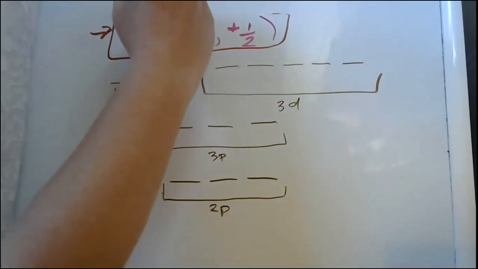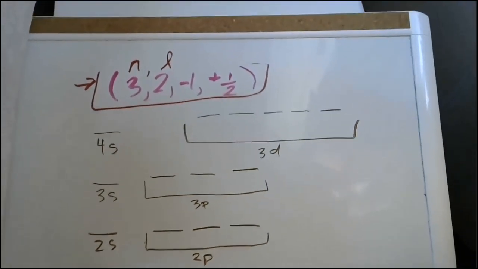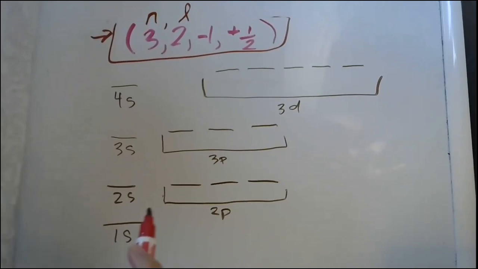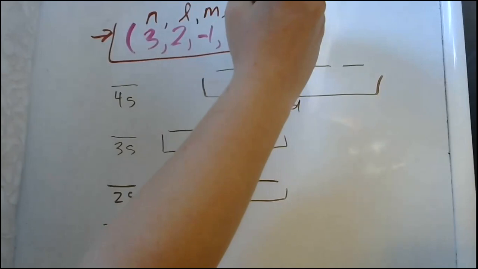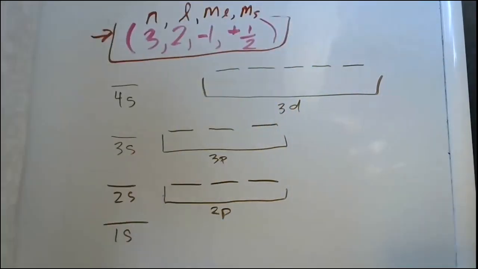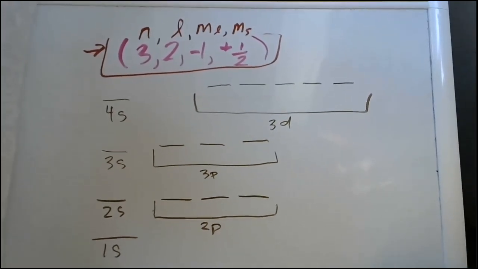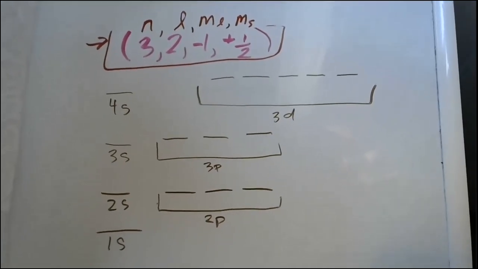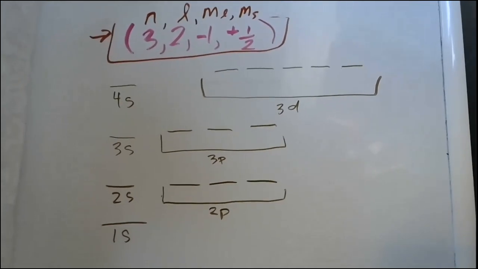So the first number would be your n value. Your second would be your L value. Your third would be your m sub L value, and your fourth would be your m sub S value. Let me just make it so you can see that real quick. So we're going to use each one of those numbers, and we're going to find the spot that it's talking about in this electron diagram.